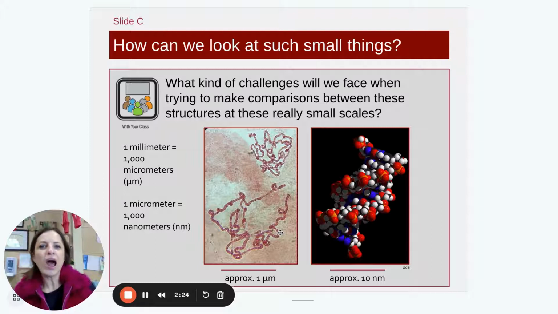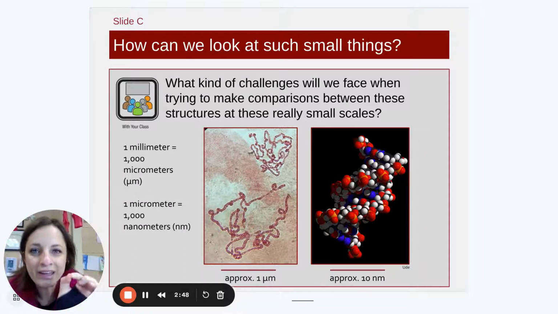How can we look at such small things? Well, of course, we use some microscopes and then we do some tests to kind of see what's going on at this level. Let me just look at the sizes here. We've got micrometers right here. There's 1,000 micrometers in 1 millimeter. If you have a 0.7 pencil lead, that's not even 1 millimeter. That's 0.7 millimeters. So that's how tiny. There's 1,000 micrometers in 1 millimeter.